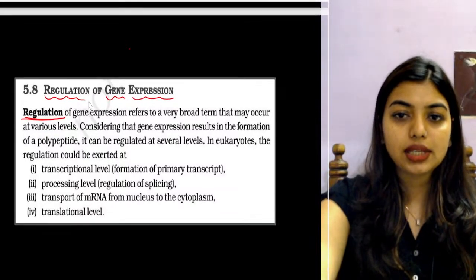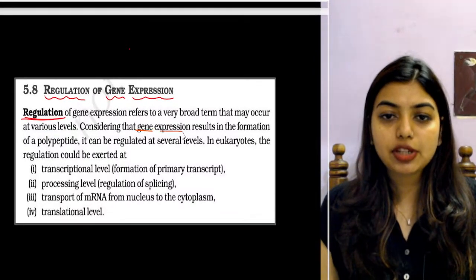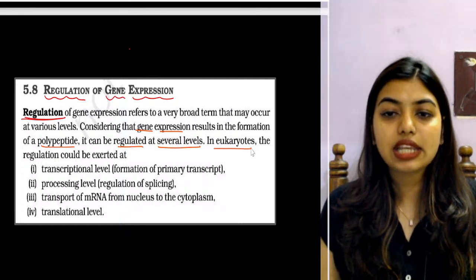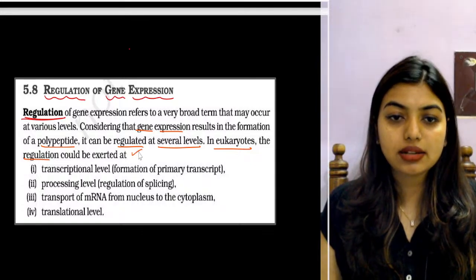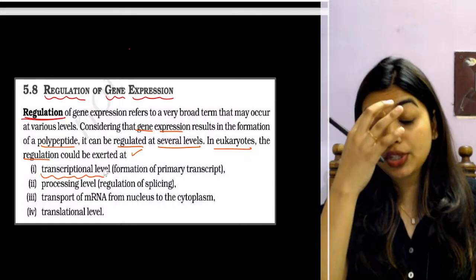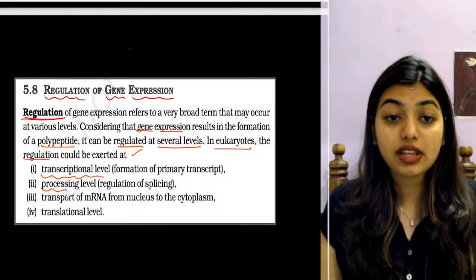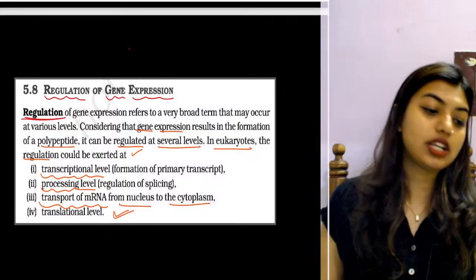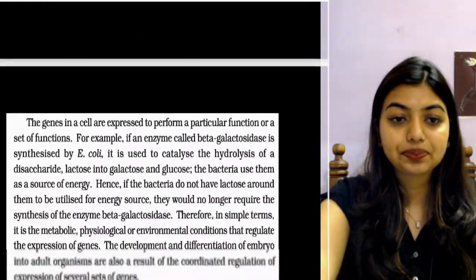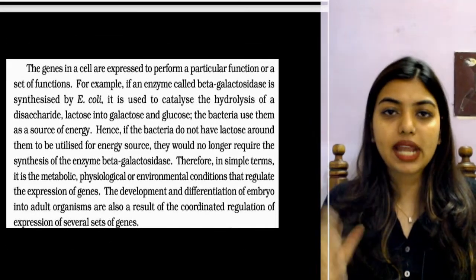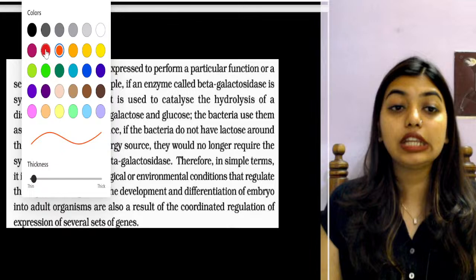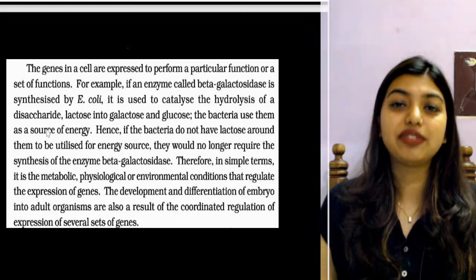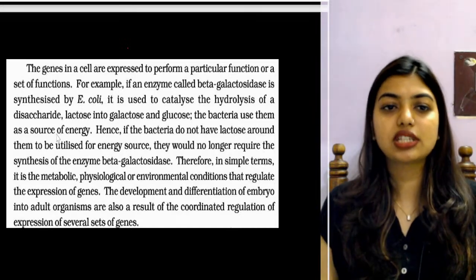Look here. Considering that gene expression results in the formation of polypeptide, it can be regulated at several levels. In eukaryotes, the regulation could be exerted at the transcriptional level, that is formation of the primary transcript; at the processing level, where there is regulation of splicing; transport of mRNA from nucleus to cytoplasm; or the translational level. Understood all of you? Now, there are a lot of mechanisms. You do not have to study all of them. You are going to study prokaryotes, because eukaryotes is very difficult and the whole process is complex.